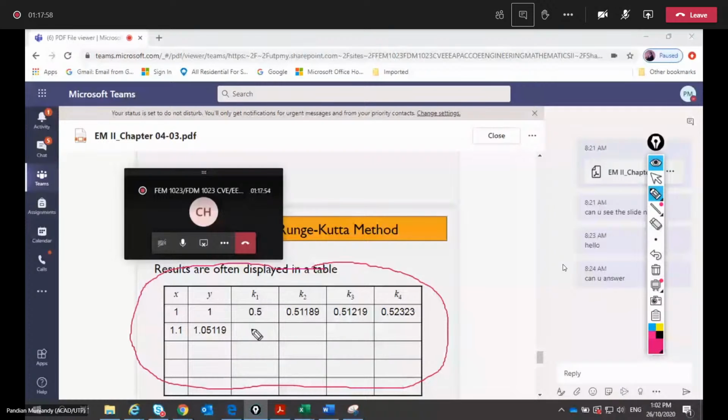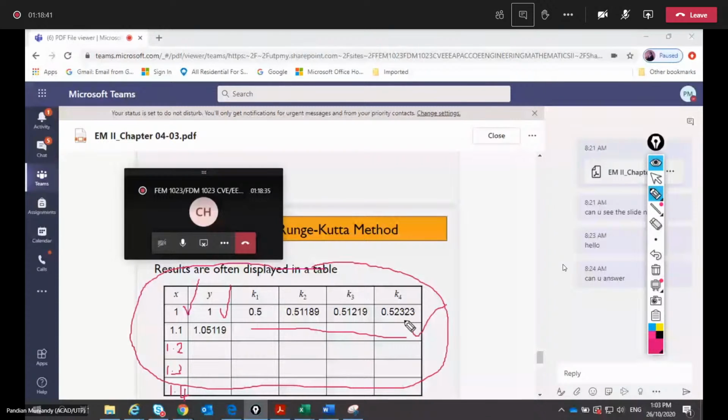Go home, fill this up. This one, 1.2, write down here 1.2. This one, 1.3. And then the last one, 1.4. This is your homework, class. Wonderful exercise. Now, for the first iteration, x1, y1 is given. You calculated K1 0.5, K2 0.51189, K3 0.51219, K4 0.52323. You already calculated these.